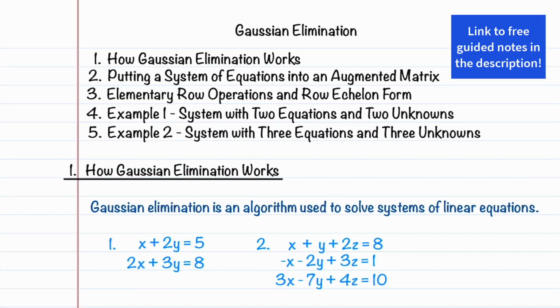In this video, we're going to learn about Gaussian elimination, a systematic method for solving systems of linear equations. We'll begin with an overview of how Gaussian elimination works, and then go over a few key concepts that you'll need to know: an augmented matrix, elementary row operations, and row echelon form. And finally, we'll walk through two examples step by step to understand how the method works in practice.